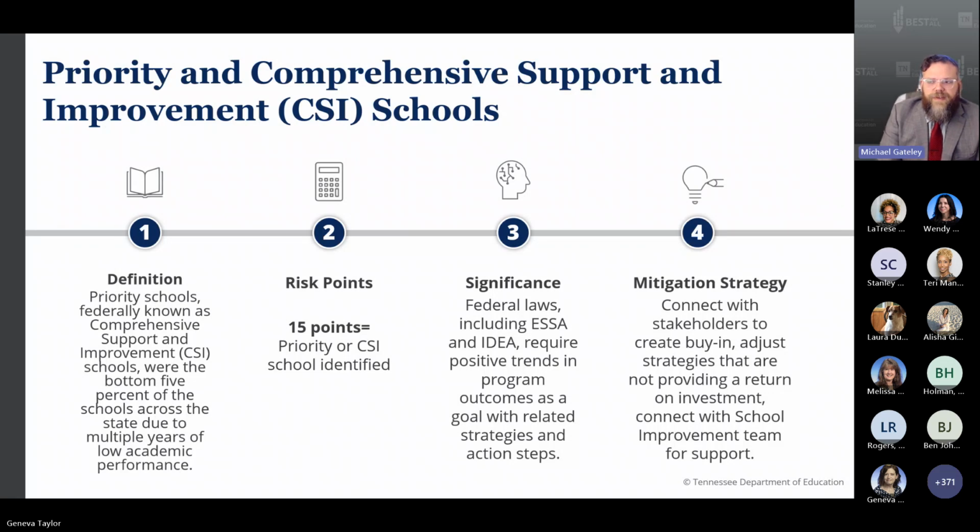These are schools that were bottom 5% of the schools across the state due to multiple years of low academic performance. So there are 15 points for a priority or CSI school identified in that area.